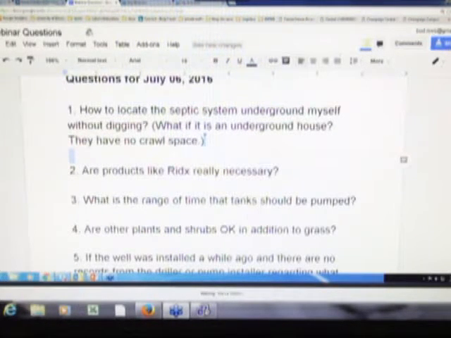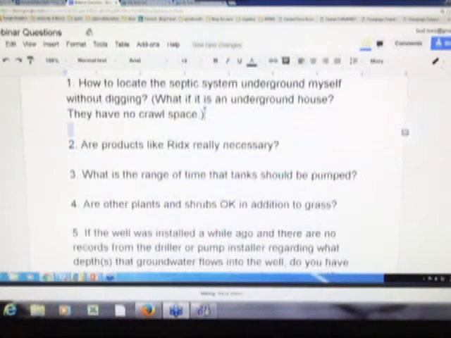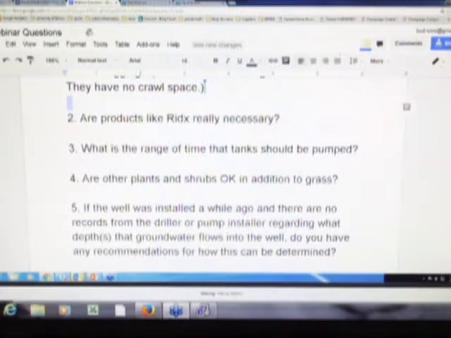I guess the first trick is finding where the line goes out, right? Yeah, so at that point, really, you're down to hiring a professional to come and run some kind of locator out the pipe, and then they can find it that way. Yeah, it's a matter of finding where to start. So I think we've answered number 2. We don't believe they are necessary. There's no information that shows they are.